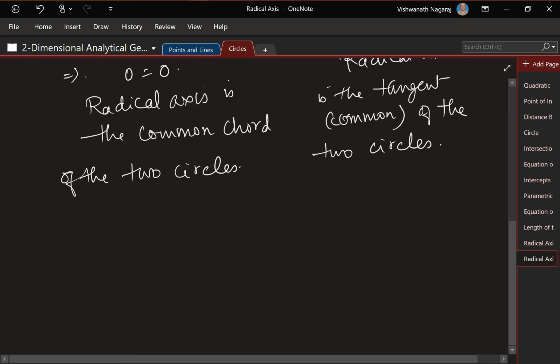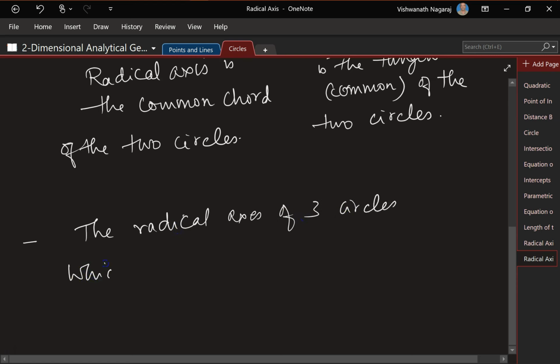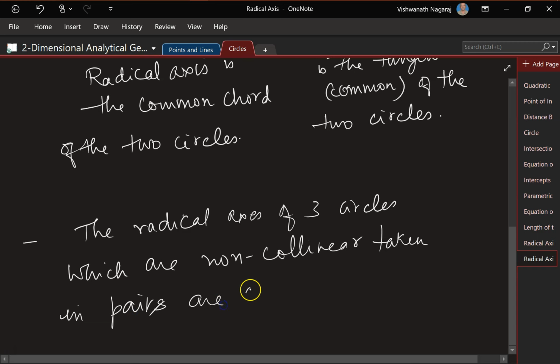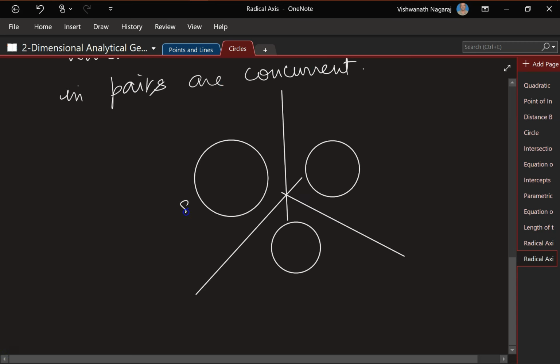What if we are talking of three circles, right? So let's look at another very interesting aspect. The radical axes of three circles which are non-collinear, taken in pairs, are concurrent. So let's say these are S1, S2, S3, three circles.